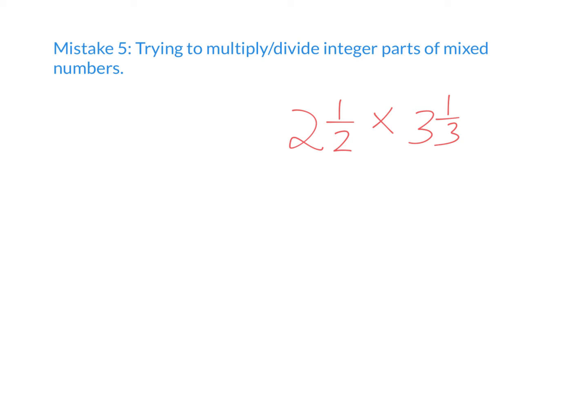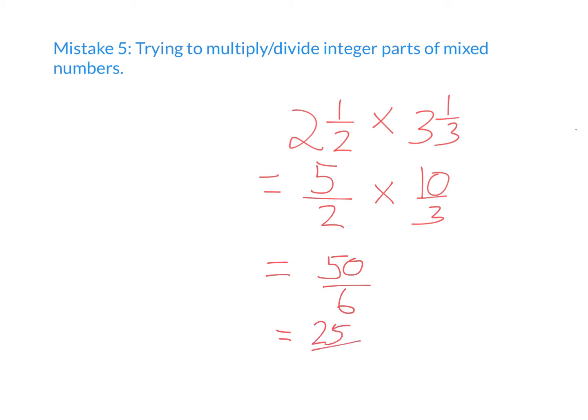What you need to do when operating with mixed numbers, so that's adding, subtracting, multiplying, and dividing mixed numbers, you need to make them into improper fractions. So to make 2 and 1/2 into an improper fraction, 2 times 2 is 4, plus 1 is 5, and we always keep the same denominator. 3 and 1/3: 3 times 3 is 9, plus 1 is 10, and we keep the same denominator. So now, when I'm multiplying these numbers, 5 times 10 is 50, 3 times 2 is 6. So we can simplify this to 25 over 3.